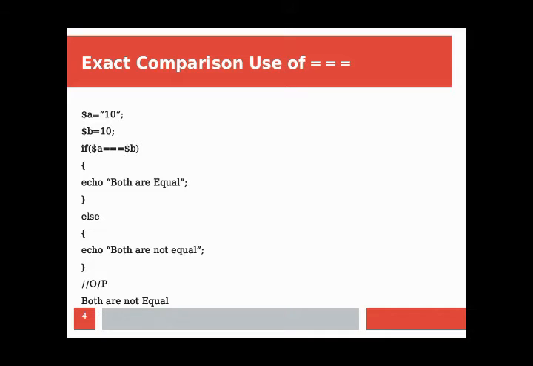So here, in contrast to the earlier program, it will check the type also. That's why when we execute this program, we will get both are not equal. Because here the type is checked, and one type is string and one type is integer. That's why the output is both are not equal. And so this is the difference between equal to and triple equal to.